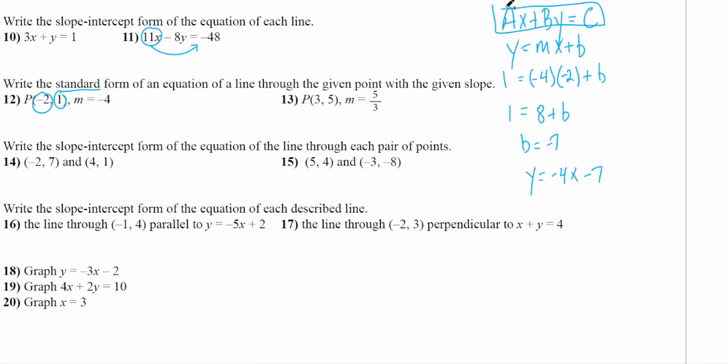What has to be true about this a, though? It's got to be a positive integer, okay? No fractions. We don't have any fractions anyway, but this has to be a positive integer, okay? So add a 4x to both sides, and what do I got? I got 4x plus y equals negative 7.